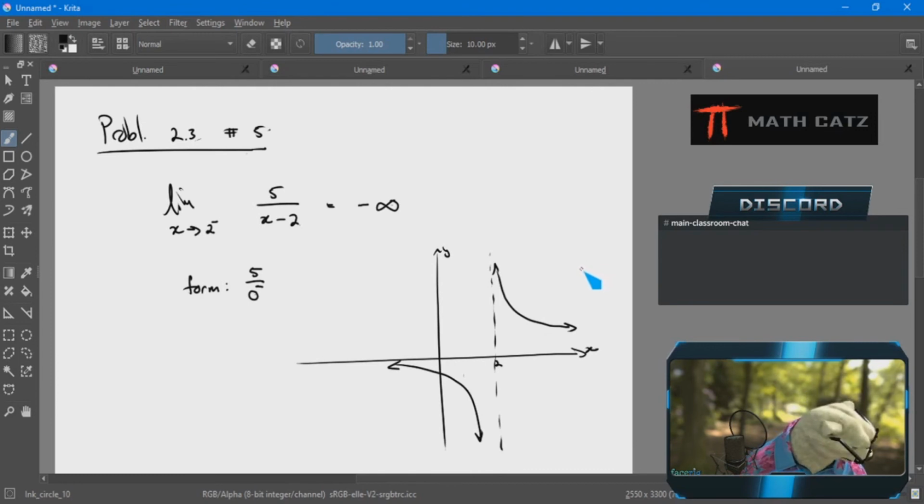That is good. It doesn't exist. Doesn't exist because infinity is not a number.